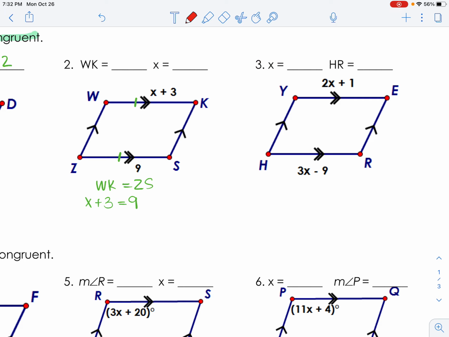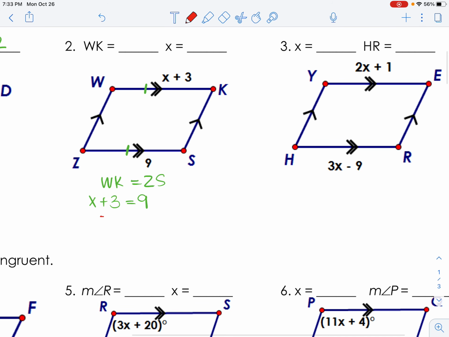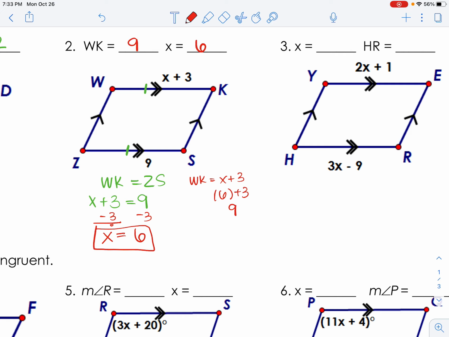So if I've got x plus 3 and I want to remove that plus 3, I want to move it to the other side of the equation, I'm going to subtract 3 from both sides. Because 3 minus 3 is 0, so I'm left with just x equals 9 minus 3 is 6. So now we've solved for x equals 6. And if I want to find WK, well, we know WK equals x plus 3. And now we know x is 6, so I can substitute in 6 for x. 6 plus 3 is 9. And that makes sense, right? That's what it should be because it's equal to ZS.